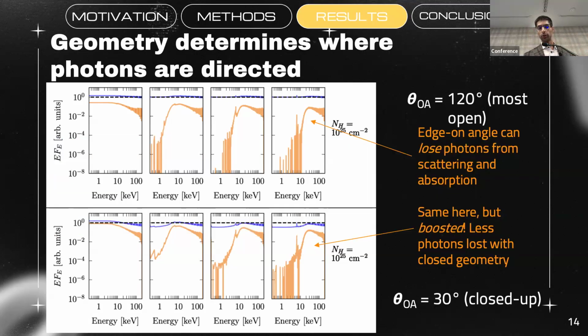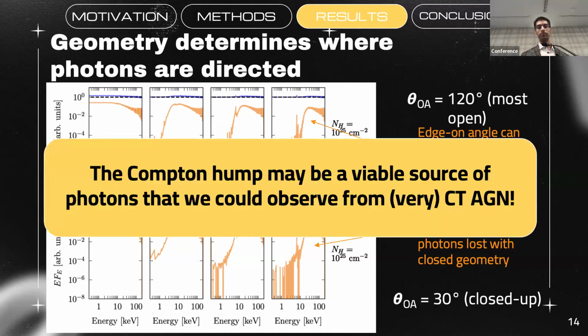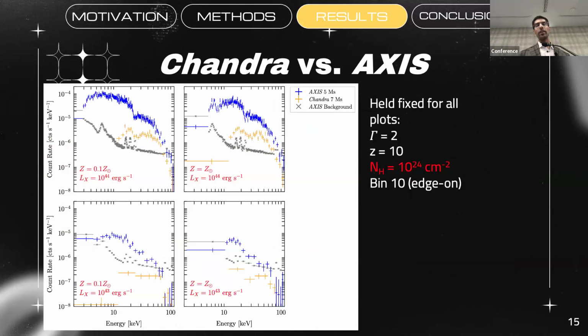So here, actually, if I go back, the Compton hump is a factor of a few below the black dashed line, which is the continuum that I put in. And so, that may make you think that the Compton hump could be a viable source of photons that we could observe from these very obscured objects. So then I went ahead and did some spectral simulations.